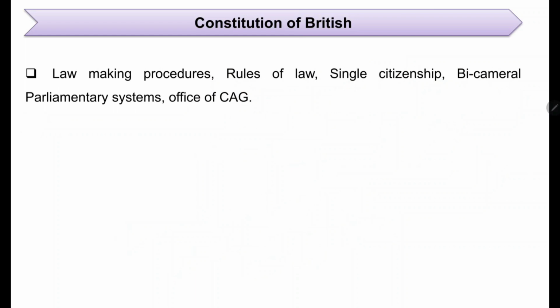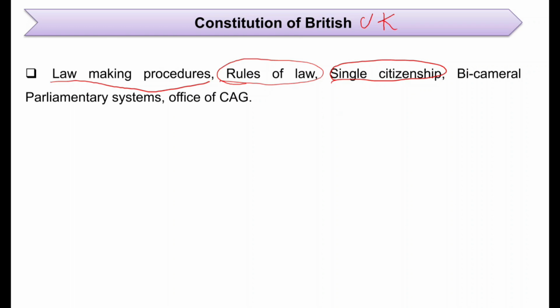Next, what we have borrowed from the constitution of Britain, that is the UK. Let us see what we have borrowed from the UK. Law making procedures that we have under the Indian constitution, and rule of law. This is one of the very important concepts that we have borrowed from the UK. Rule of law means everyone is equal in the eye of law, there is equality. Another is single citizenship. We have only one citizenship, we don't have dual citizenship in India, and in the case of the UK also they have one citizenship.